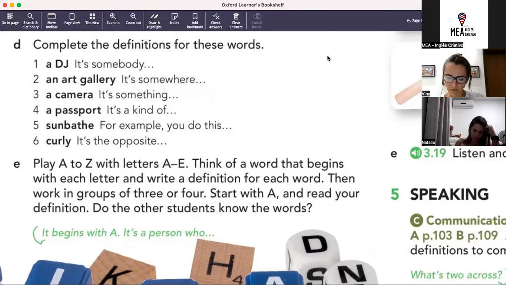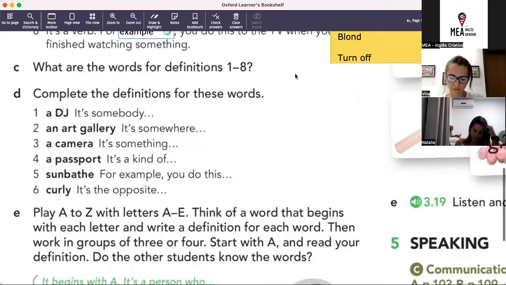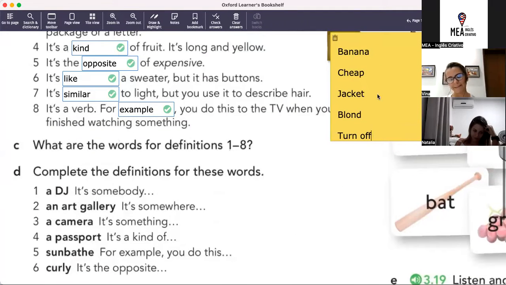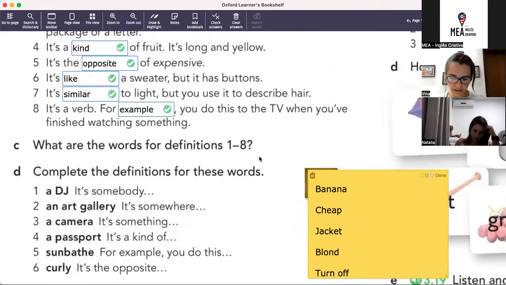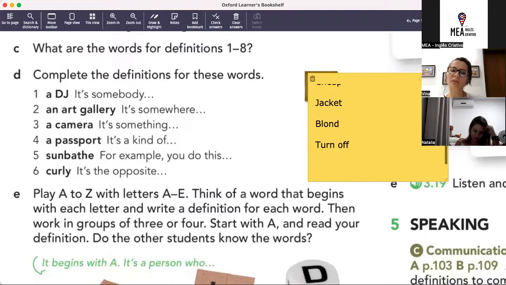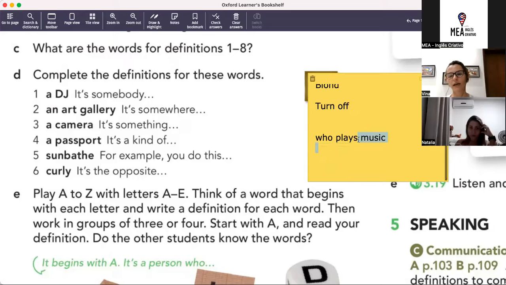Perfect. Let's go. Number 1, Vina, what is your definition? So, a DJ is somebody who plays music. Yes, very good. Tem que sempre combinar o verbo com a pessoa, porque é singular, né? It's somebody who plays music, or who plays music or songs. Ok.